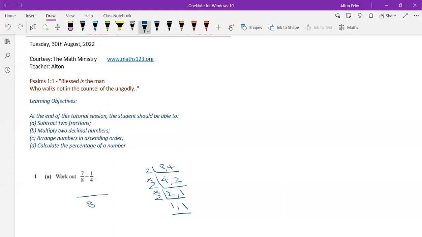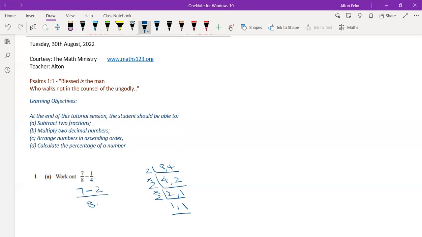And you divide each denominator into your LCM, which is 8. So 8 divided by 8 is 1, and then you multiply your answer by the numerator. 1 by 7 is 7. 8 divided by 4 is 2. 2 by 1 is 2.